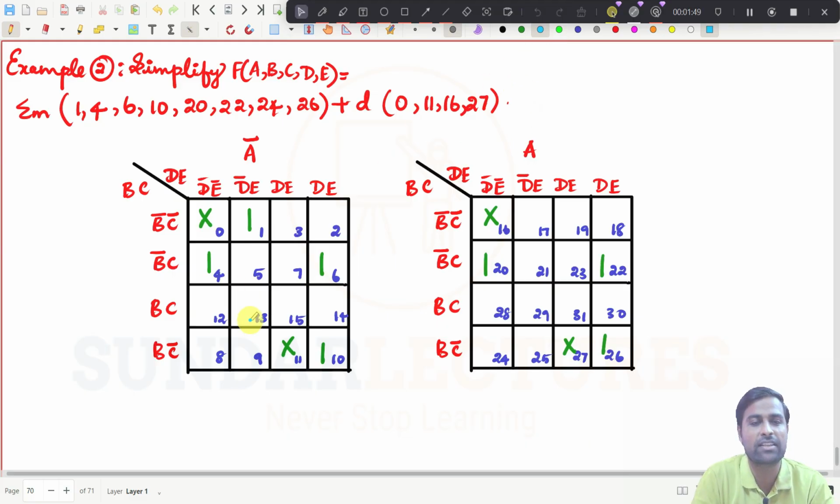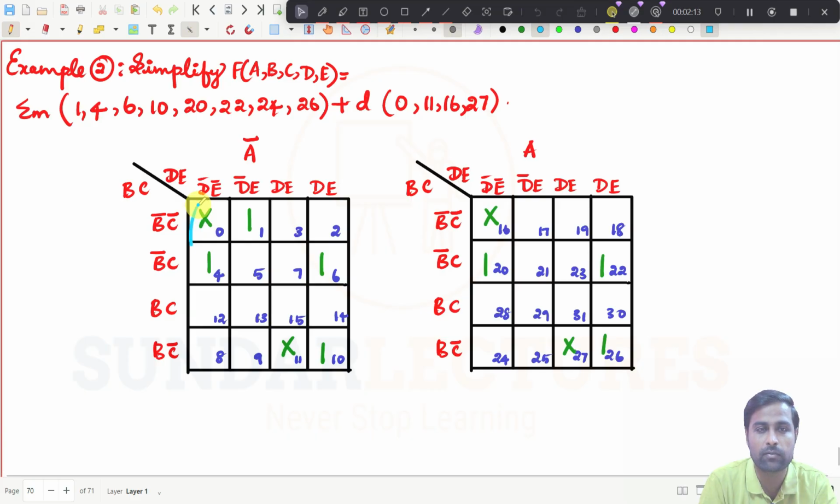What you need to do first is check for any octet possibility. There is no octet possibility in 2 cells, and you go for the quad. Is there any quad possibility separately in this particular K map? No, there is no possibility. This cannot be made as a quad, and also in this K map it is not possible. Then what do you have to do now? You have to go for a pair. So I try to make these 2 as a pair.